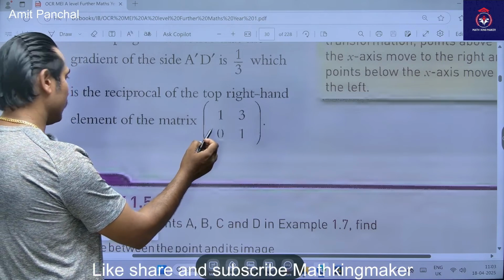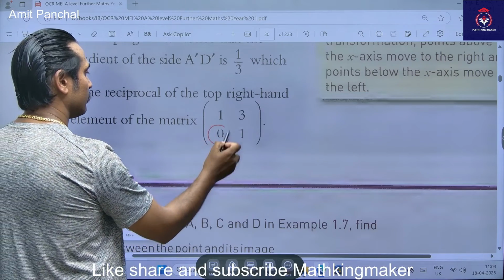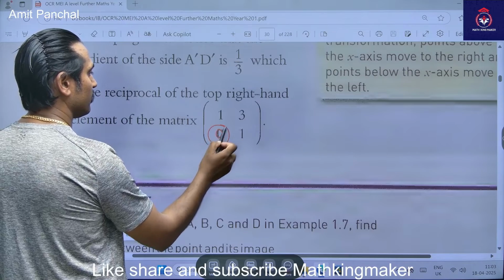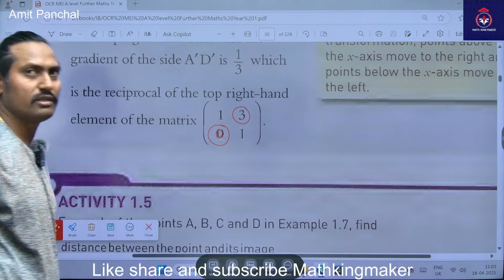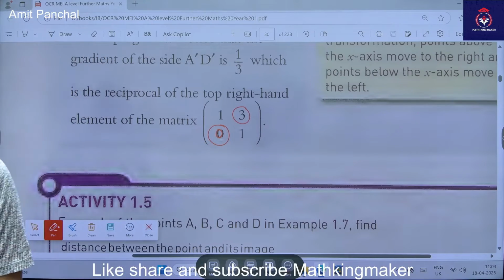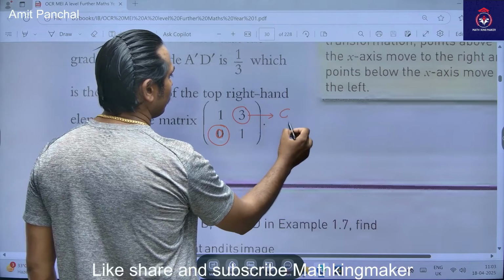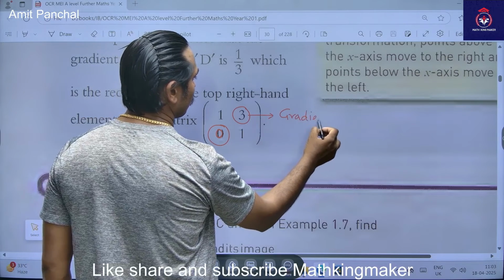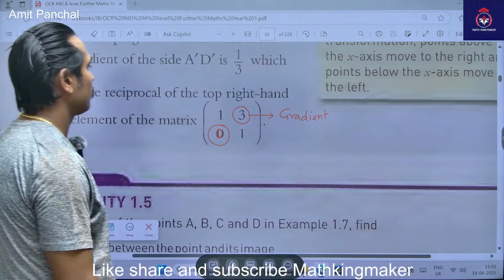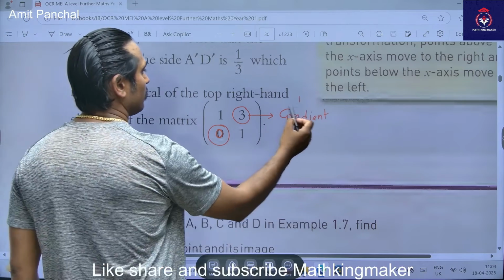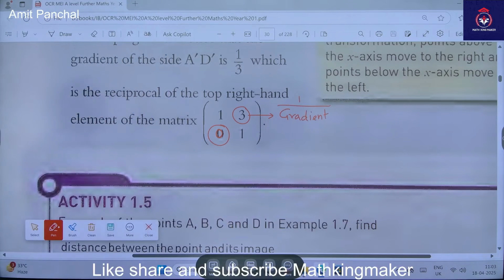By this 0 you can recognize it. So this and this, these are the two numbers which are very important. This is the gradient also. Yeah, the reciprocal, it is 1 by gradient. And what's the 0 for, sir?